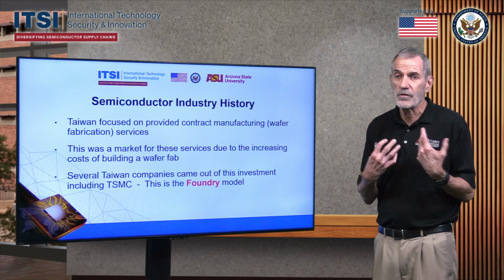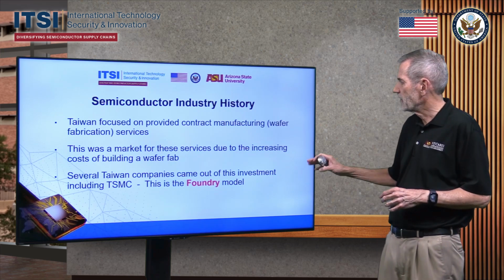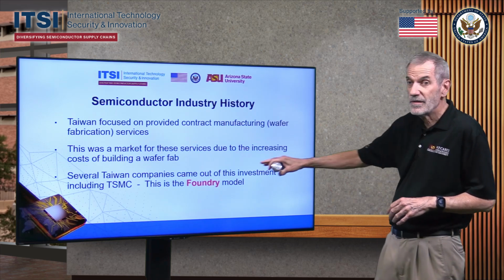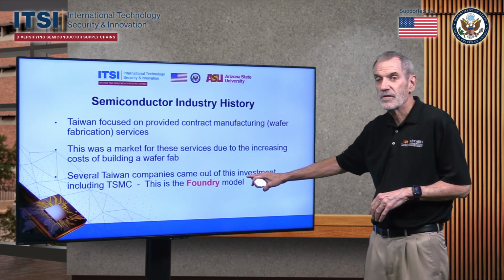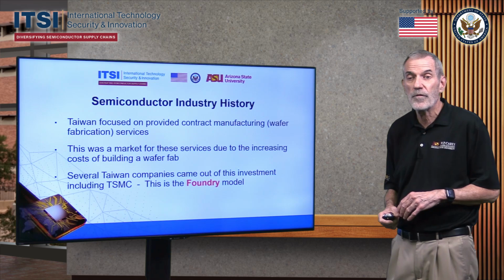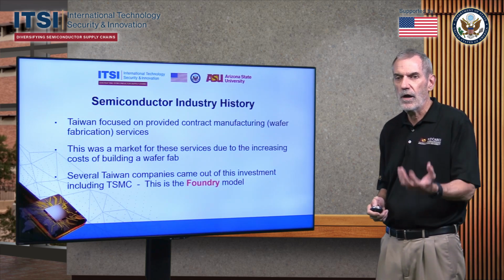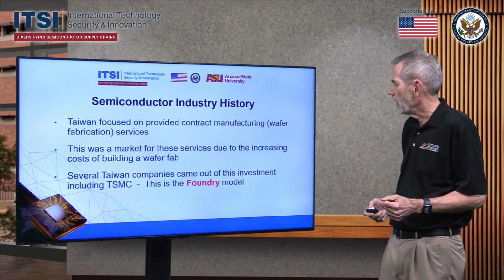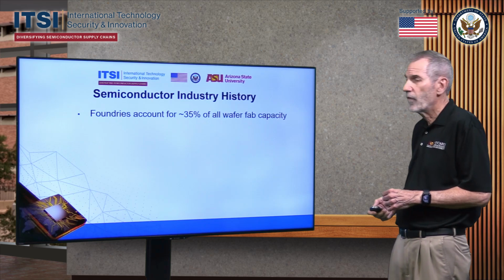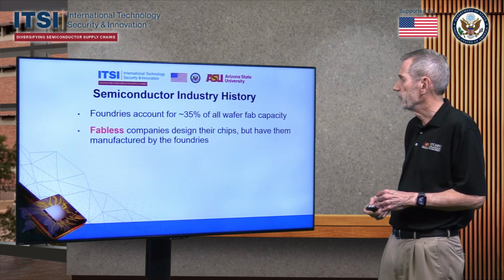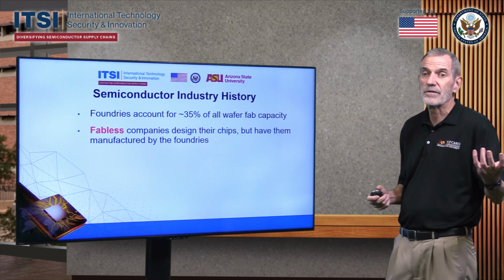It won't be our product. It's your product. You do the design, give it to us, and then we'll make the product for you. And so those companies included TSMC, which is now the largest semiconductor manufacturer in the world. And this is called the foundry model. So when you hear the word foundry, that's talking about a wafer fabrication facility that makes products for others. Okay? So, the foundries account for about 35% of the overall wafer fab capacity in the world. And fabless companies are companies that design their chips but then have them built in a foundry.